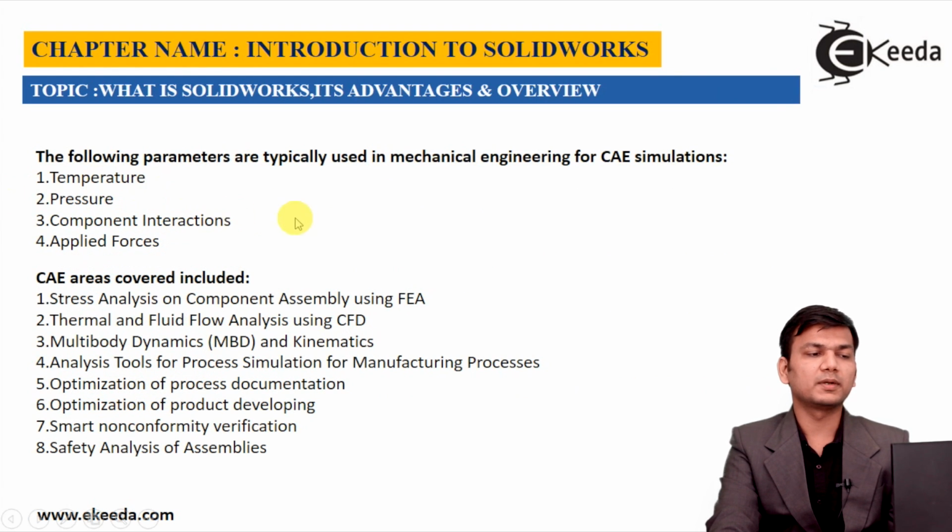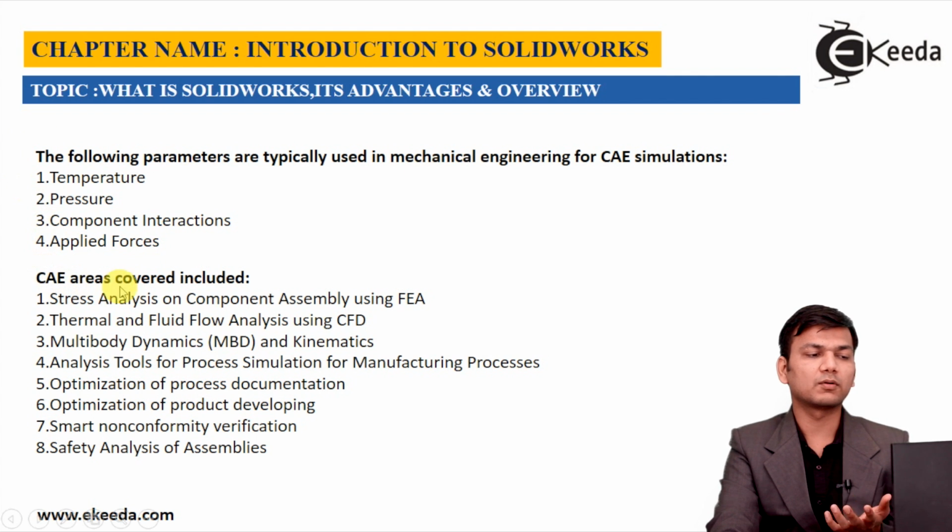The following parameters are typically used by mechanical engineers for CAE simulations: temperature, pressure, component interaction, and the applied forces. Suppose we take an example of a boiler. We can calculate the temperature, pressure, and the applied force of the gases inside the boiler, so those parameters can be found out.